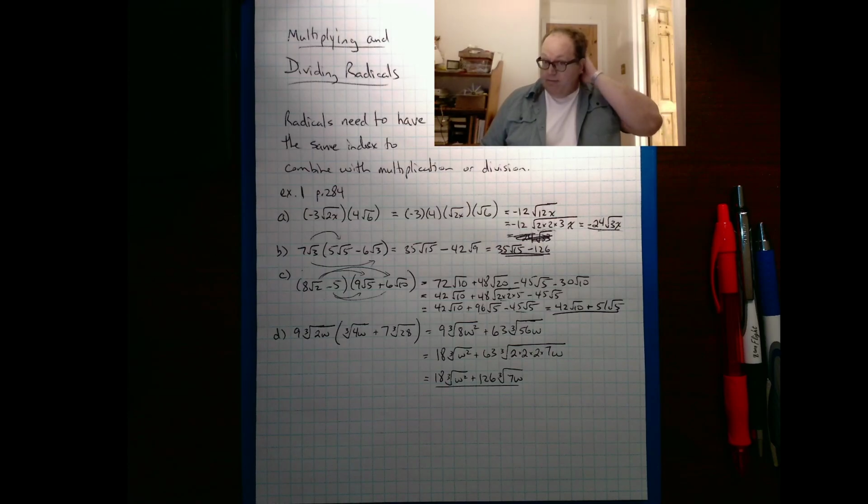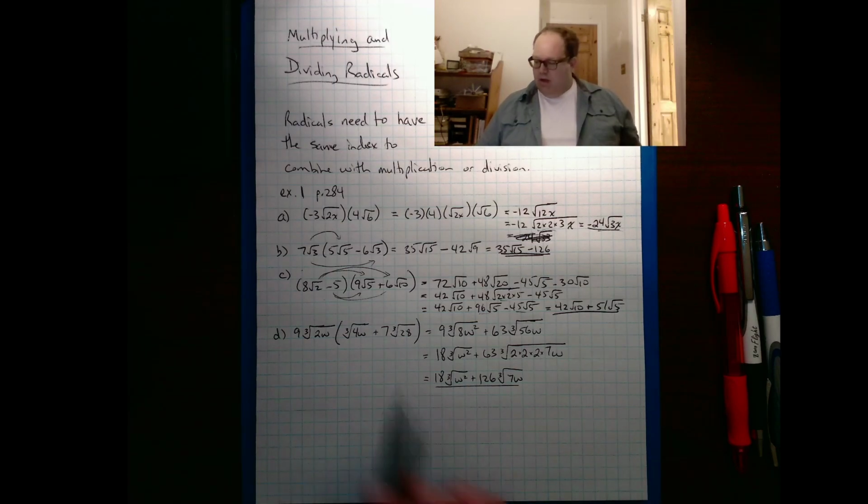And I end up there. So, that's some multiplication. As long as you've got the same index, you simply multiply the radicands together. And then simplify as we talked about before.